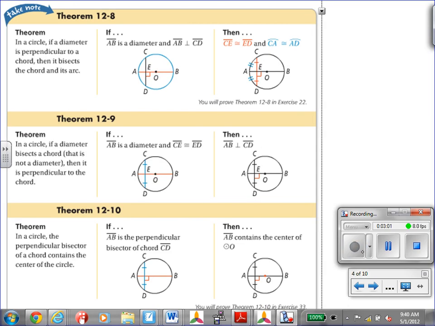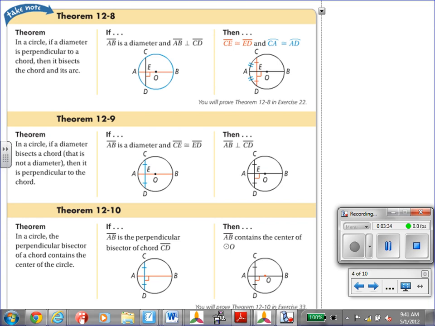All right, 12.8. In a circle, if a diameter is perpendicular to a chord, then it bisects the chord and its arc. So if the diameter meets the chord at a right angle, it's going to be a perpendicular bisector and split it into two even parts. That's 12.8. You can see that from the picture on the right, which also means that it splits the arc into two congruent parts as well.